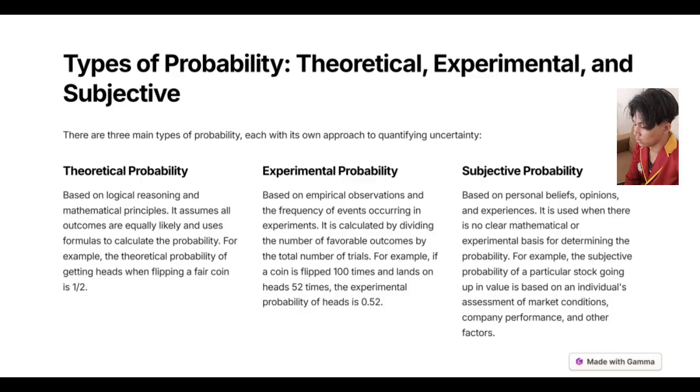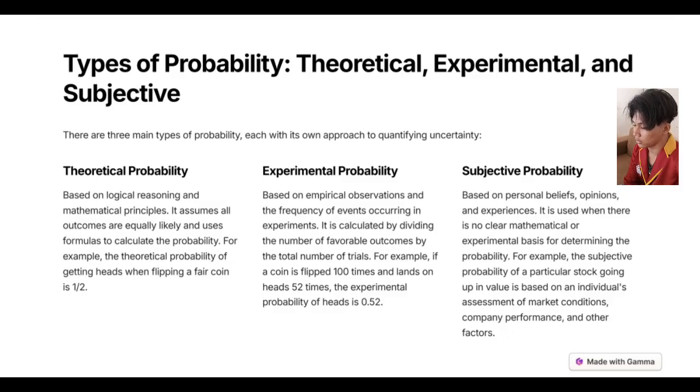Types of probability: theoretical, experimental, and subjective. There are three main types of probability, each with its own approach to quantifying uncertainty. Theoretical probability is based on logic, reasoning, and mathematical principles. It assumes outcomes are equally likely and uses formulas to calculate the probability. For example, the theoretical probability of getting heads when flipping a fair coin is 1 over 2.